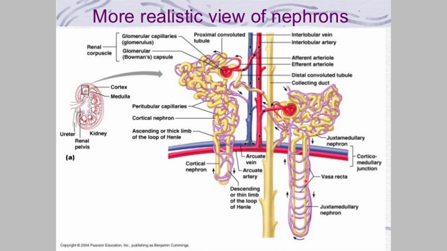So today, when we draw, we are drawing the juxtamedullary nephron. Most of the nephrons in our kidneys are cortical. About 80% of our nephrons are cortical nephrons. Only about 20% of our nephrons are juxtamedullary. And even though only about 20% of our nephrons are juxtamedullary, these juxtamedullary nephrons are most responsible for water conservation. These are the ones that keep us most from becoming dehydrated.